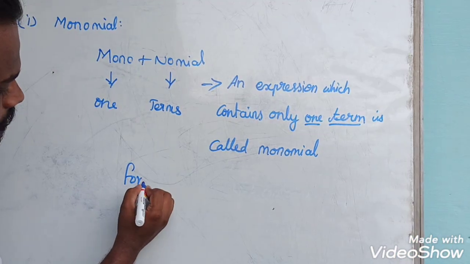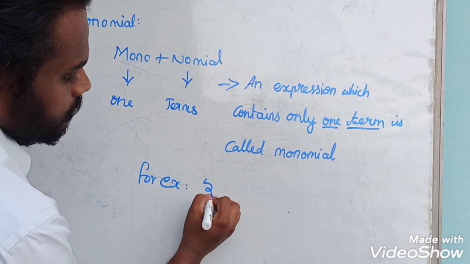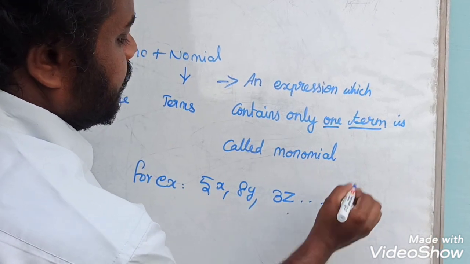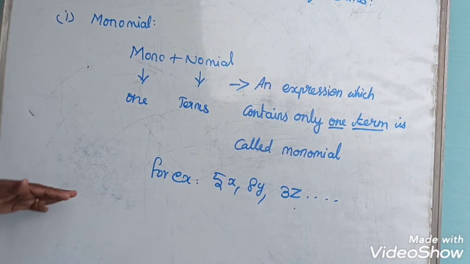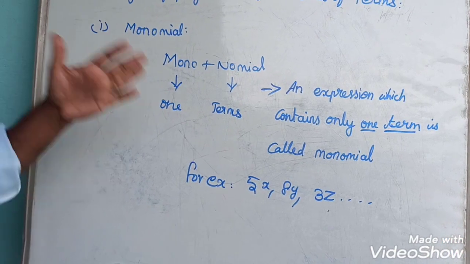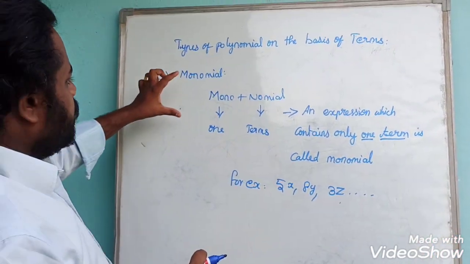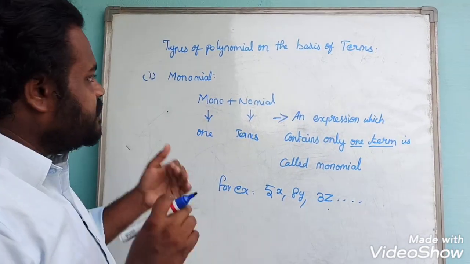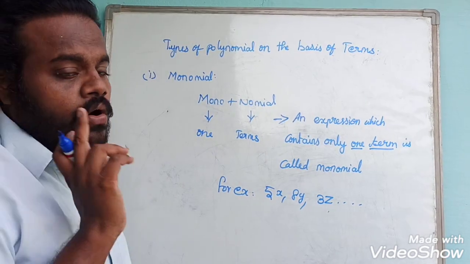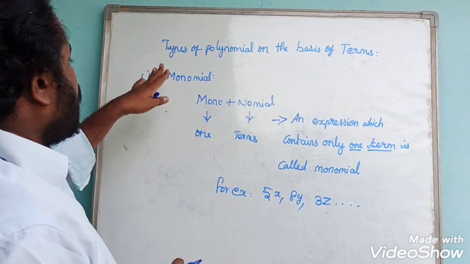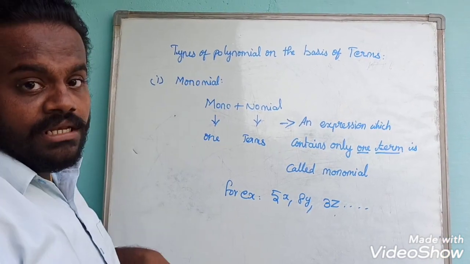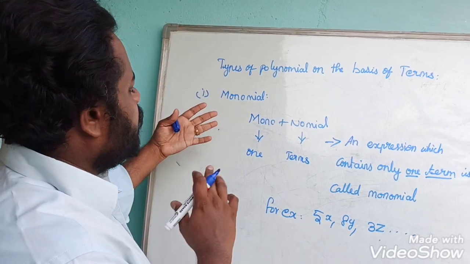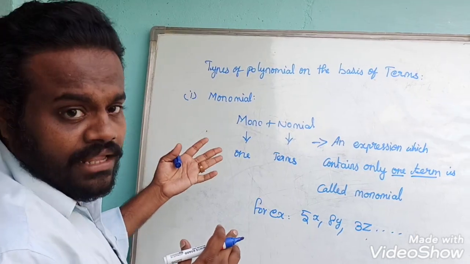For example, 5x, 8y, 3z, etc. And before that, while I am saying the types, a polynomial expression is there. How do you say whether the expression is a polynomial or not? Always the exponents of a polynomial are whole numbers. Just keep it in your mind. Always the exponents of a polynomial are whole numbers. If it is not only whole numbers, we say that one is not a polynomial.